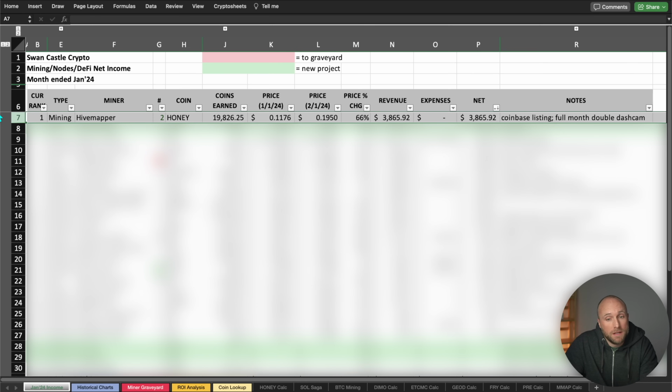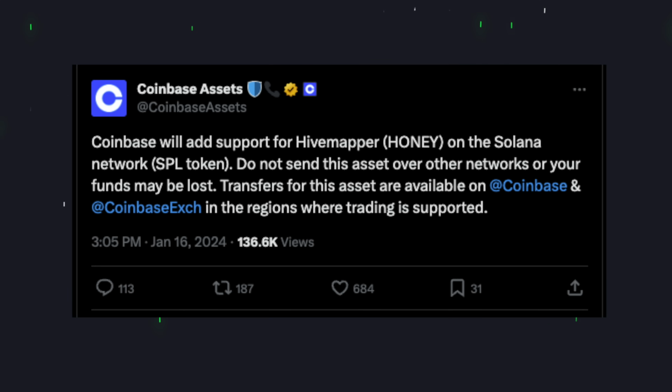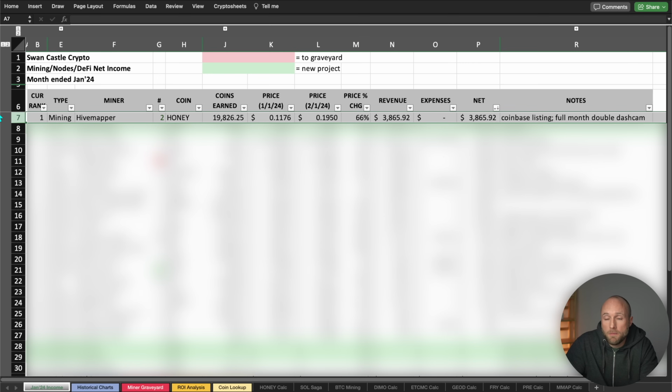Wow. We did see a huge increase in the Honey token price this month, up 66%. That's largely due to the Honey token being listed on Coinbase this month. This was also the first month where I had both my dash cams up and running for the entire month. So I have a double dash cam set up in my vehicle, so I basically earn double rewards when I drive. I also did drive more this month.